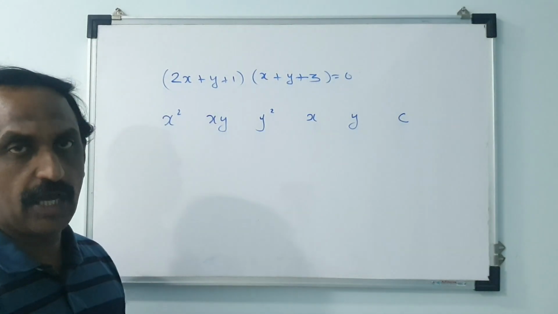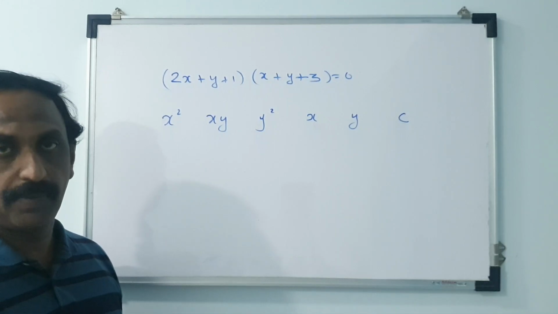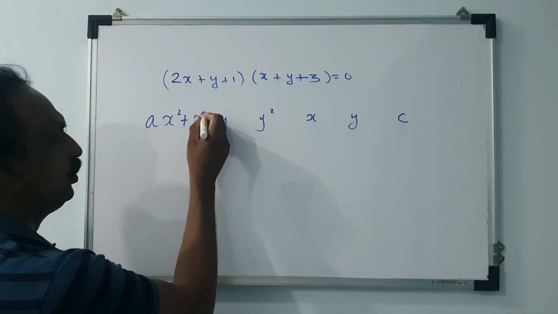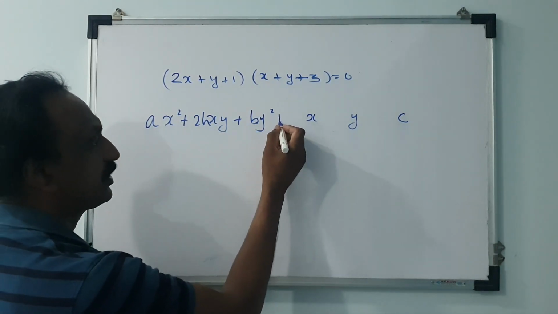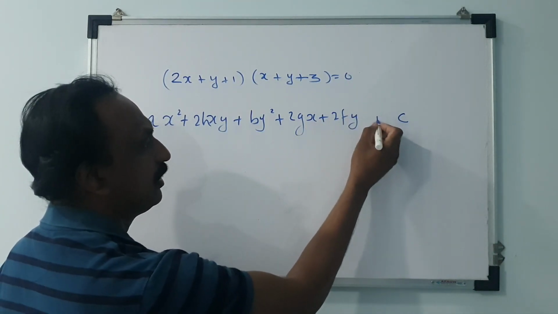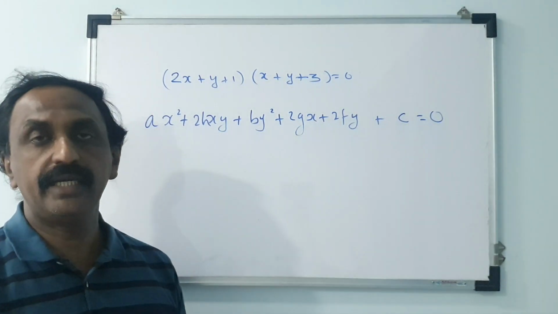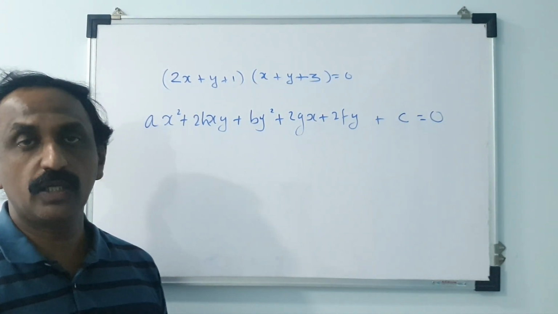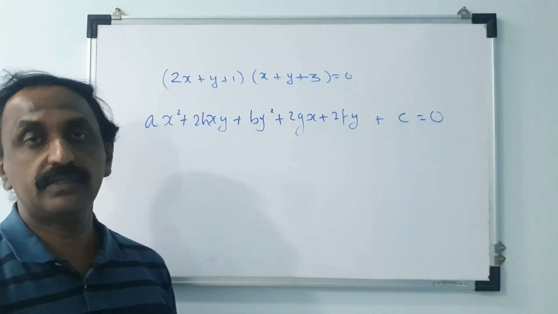term. Therefore, I can say that any two lines' combined equation will be ax² + 2hxy + by² + 2gx + 2fy + c = 0. This would be the format of the combined equation of any pair of lines. But there is one issue in this particular equation. Every equation of this kind may not represent a pair of lines.